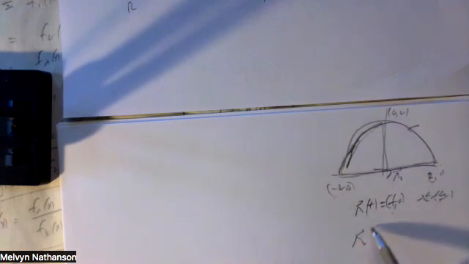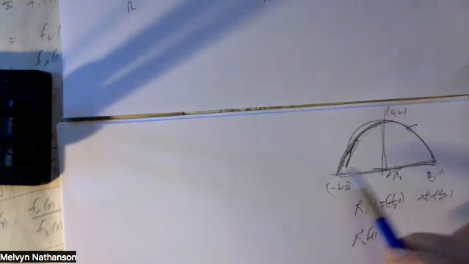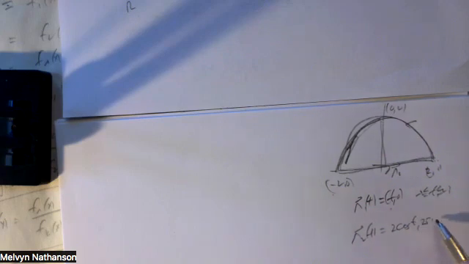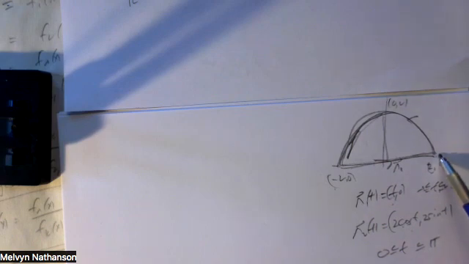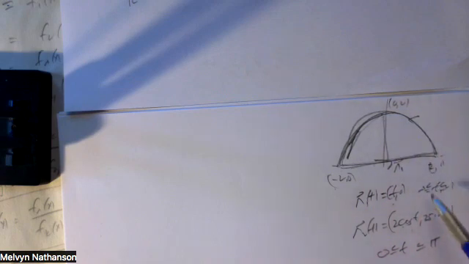And r2 of t, that's when you're moving around the circle from here around to here. How would you parameterize that? Well, you could say r of t is 2 cosine t, 2 sine t, as t goes from 0 to pi. When t is 0, this is 2 comma 0. When t is pi over 2, you're at 0, 2. When t is pi, you're at minus 2, 0.